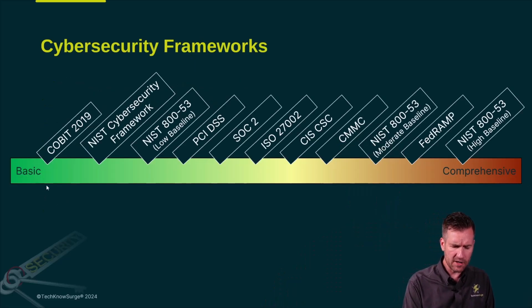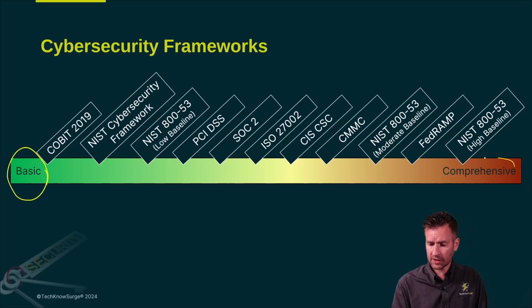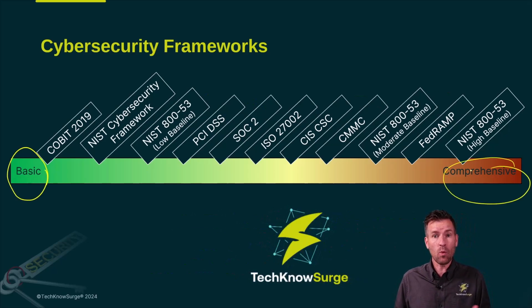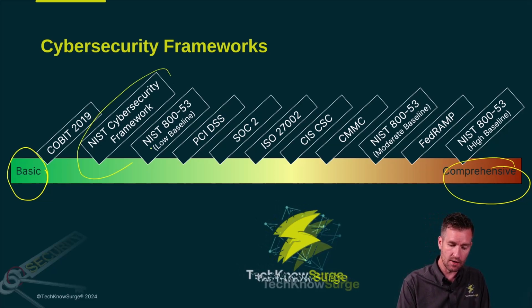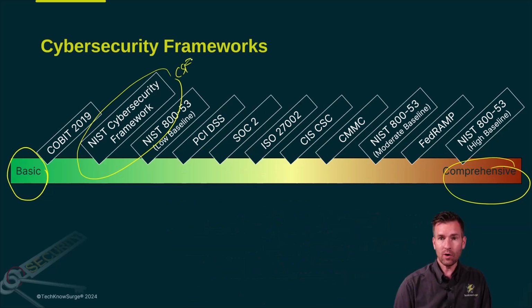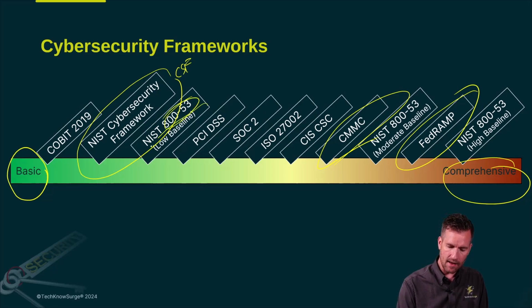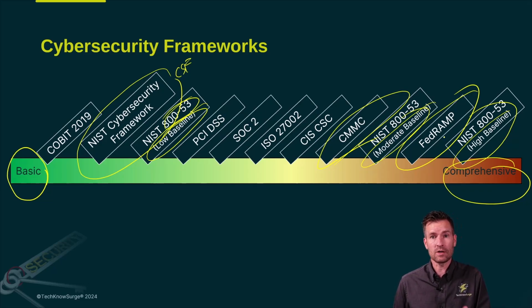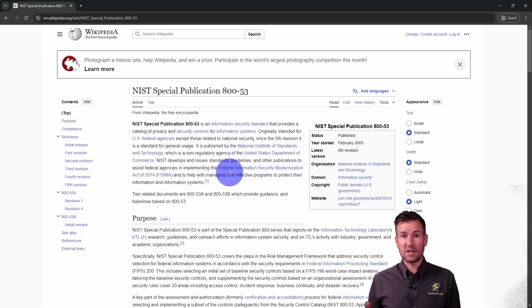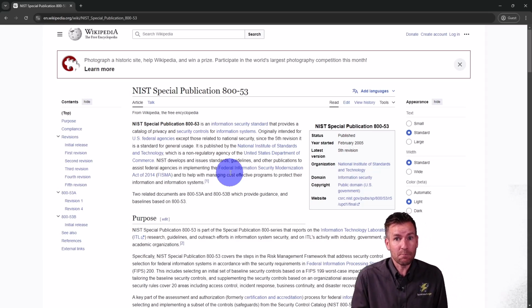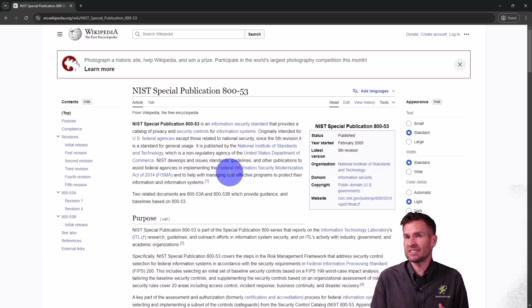Now, some of these frameworks are a little more basic in nature, while others are more comprehensive. Depending on what your needs are, maybe you choose the NIST Cybersecurity Framework, also known as CSF. Or maybe you need something a little more advanced. So maybe it's FedRAMP and you have to comply with FedRAMP or CMMC. There are some like 800-53 that has a low baseline, a moderate baseline, and a high baseline, depending on what your needs are. Since NIST 800-53 is one of the more complex, more comprehensive programs, let's take a look at just the highlights of NIST 800-53.